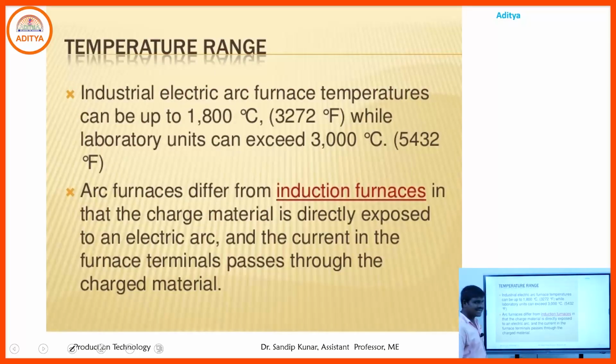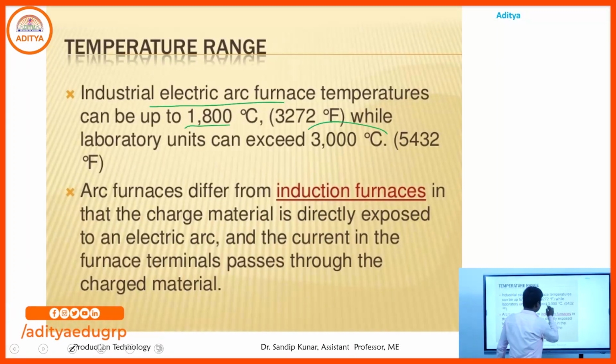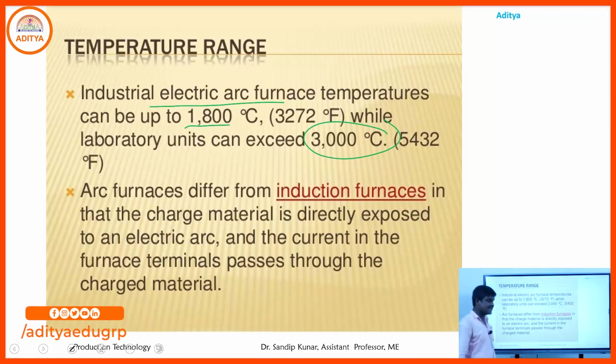What is the temperature range? For an industrial electric arc furnace, the temperature generally varies up to 1800 degrees centigrade, while in a laboratory the temperature can exceed 3000 degrees centigrade.